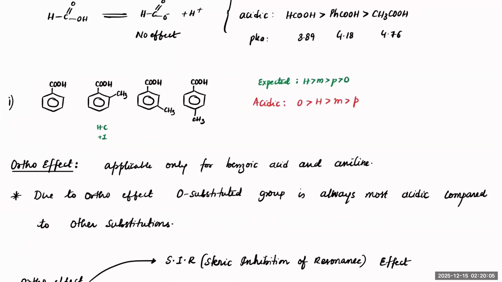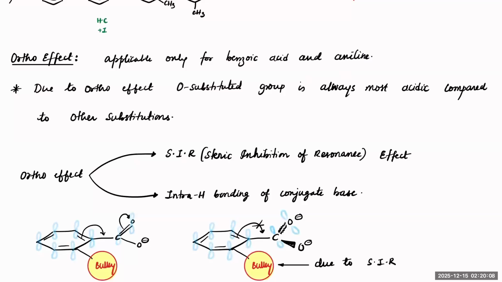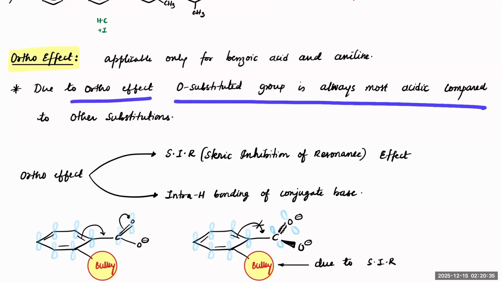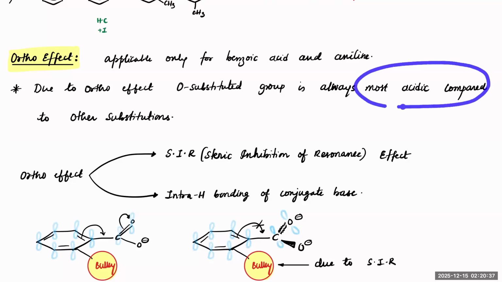Is that clear? This is what we call the ortho effect. That means any group present on the ortho position is making the benzoic acid highly acidic compared to others. And the ortho effect should be applied only in two cases, everybody: one is benzoic acid, the other one is aniline. Now see, due to the ortho effect, any ortho substituted group will always make it most acidic compared to other substitutions.